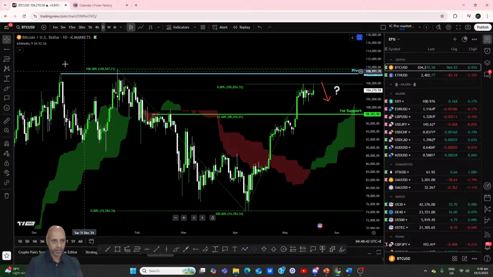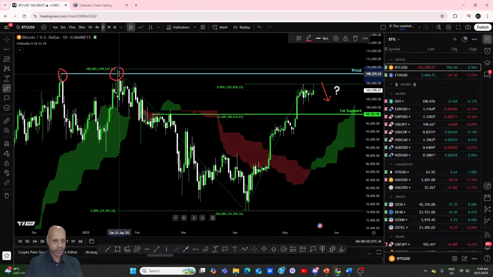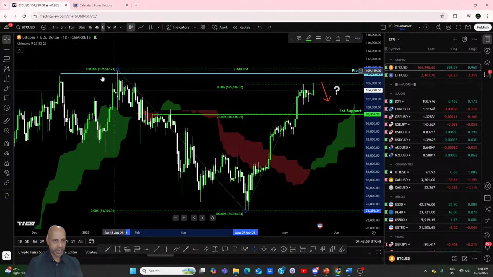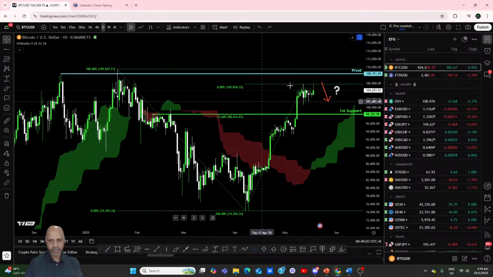The pivot is a multi-swing high resistance, with the first swing high being formed in mid-December of last year, and of course the second swing high resistance being formed in January of this year. Remember, the intraday all-time high for Bitcoin was formed here on 20th of Jan, and it's at 109,547. So we could see this coin continue to drift a little bit higher as well.